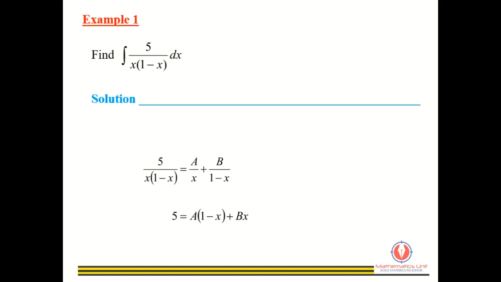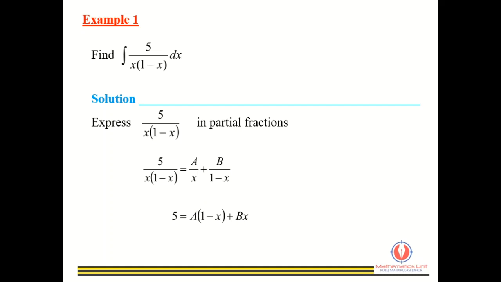Okay, we'll look at the first example. Find the integral of 5 over x multiplied by 1 minus x. The first step, express 5 over x multiplied by 1 minus x in partial fractions. This one has different factors. So the partial fraction is a over x plus b over 1 minus x. We can eliminate the denominator, so you get 5 equals a multiplied by 1 minus x plus bx.